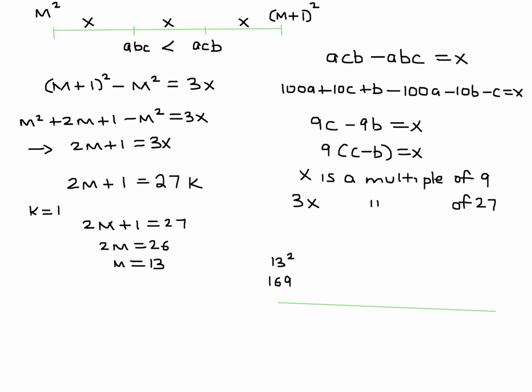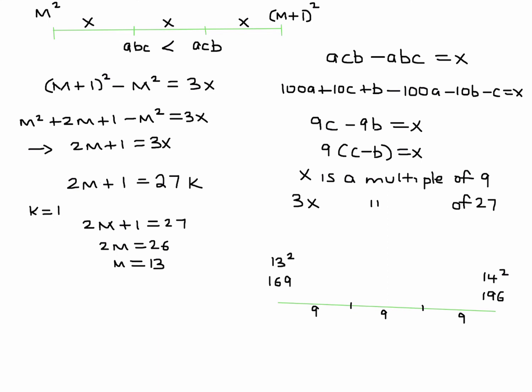Now, m is 13, so m plus 1 will be 14. 14 squared is 196. So the distance from here to here, from 169 to 196, is 27. So if I were to break it up into segments that are 1/3, this is 9, and this is 9, and this is 9 in terms of its length.